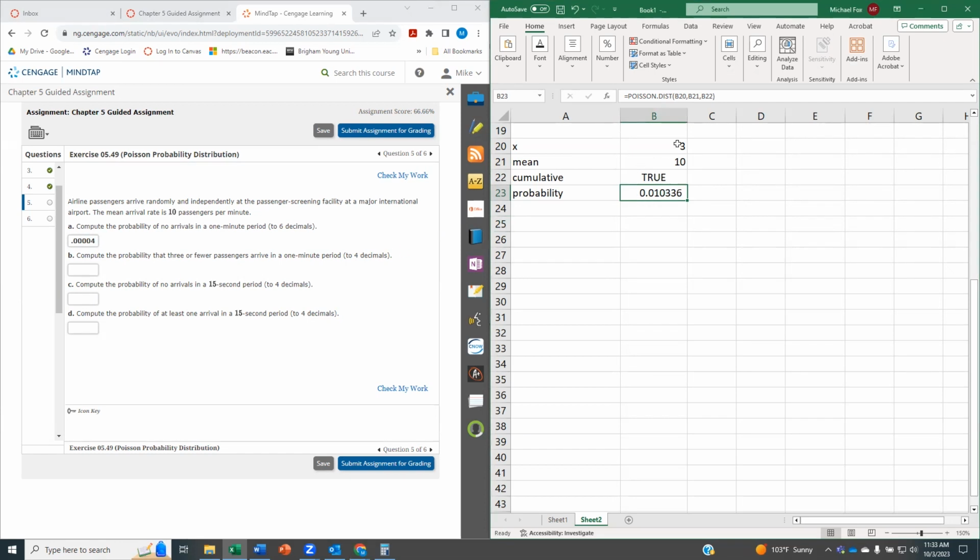So this one, it wants it to 4 decimals. So 0.0103.